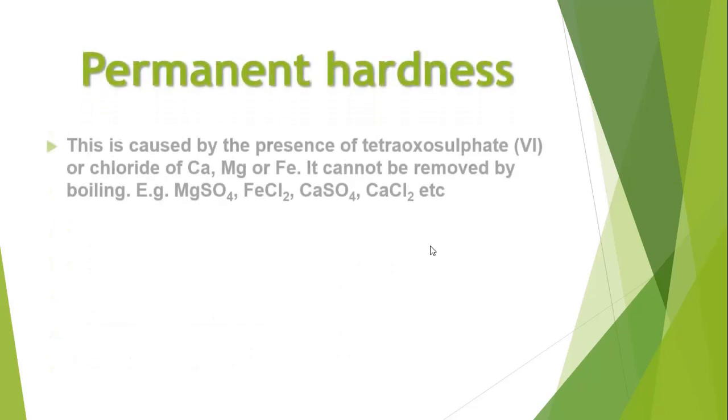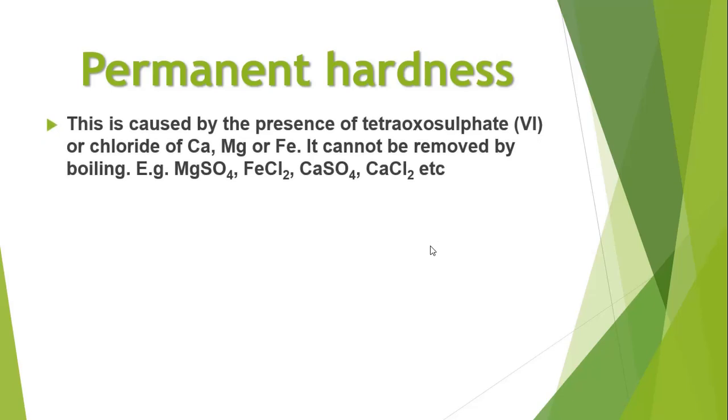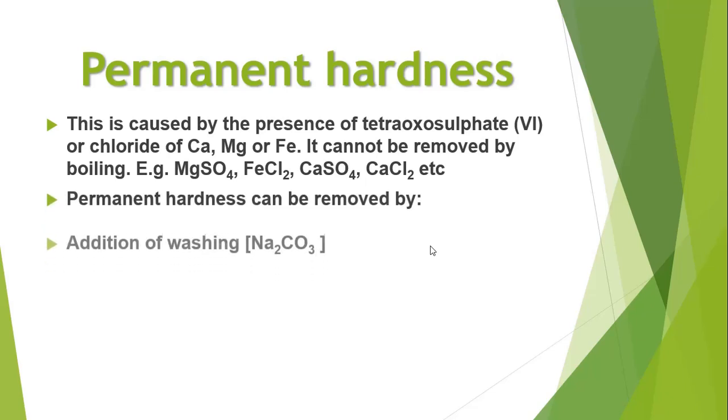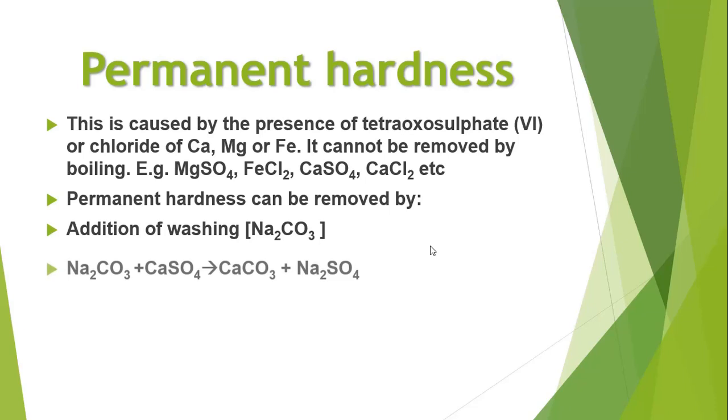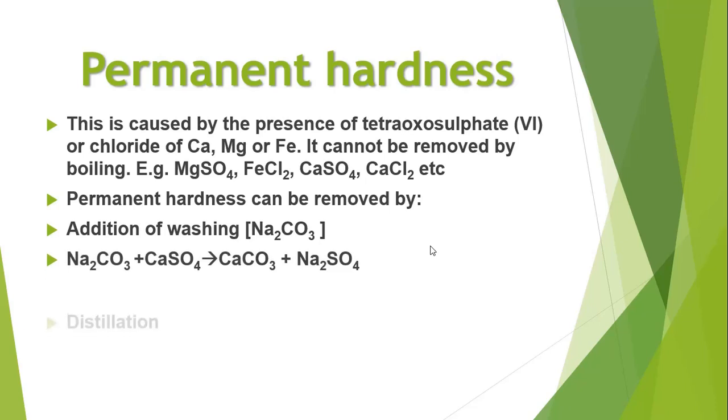and the equations are written below them. Now, permanent hardness is caused by the presence of tetraoxosulfate (VI) or chloride of calcium, magnesium, or iron. It cannot be removed by boiling. Examples of these salts are magnesium sulfate, iron chloride, calcium sulfate, calcium chloride, and lots more. Now, how can we remove this permanent hardness? We can remove it by adding washing soda. The equation is written below.